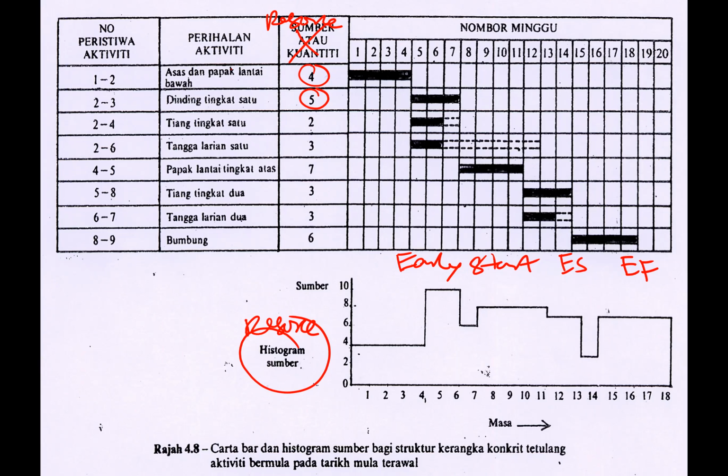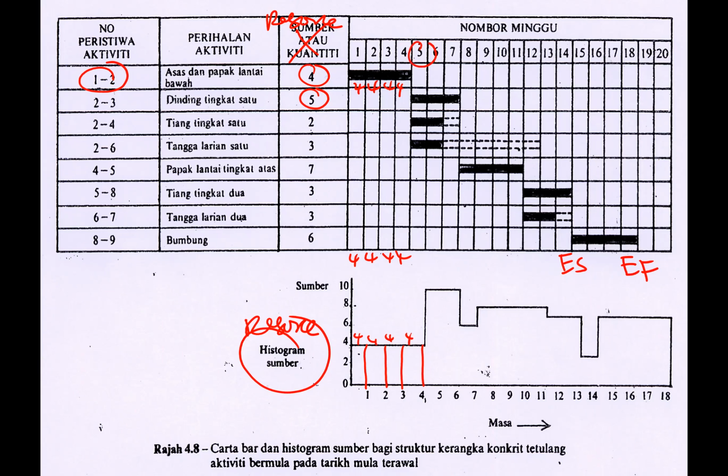Let's say activity 1, 2, the number of resources is 4. And how do we calculate? If we attach the number, this is basically 4. 4, 4, 4, 4. So at the end of the first week, we do have 4 people. Let me erase this. And basically 4. That's why the first week is there, second week, third week, and the fourth week. So 4, 4, 4, 4.